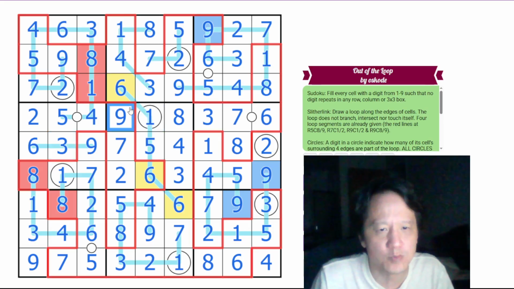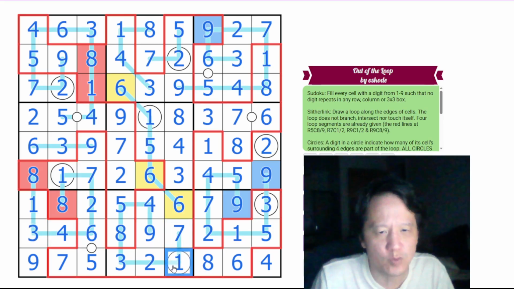This 1 has 1 Slitherlink. This 2 has 1. This 3 has 2. This 1 has 3 Slitherlinks around it. 3 has 2. This 2 has 2. This 1 has 2 Slitherlinks around it. This 2 has 1. And this 3 has 0.